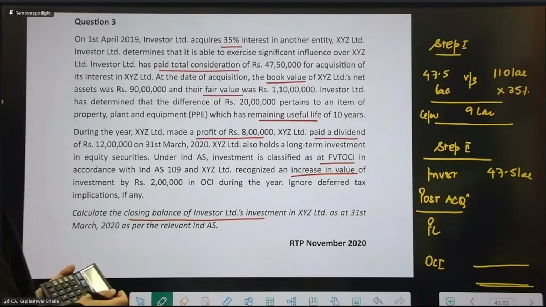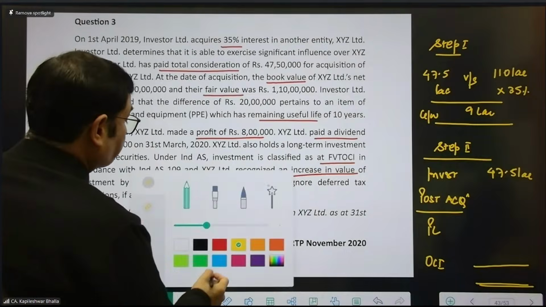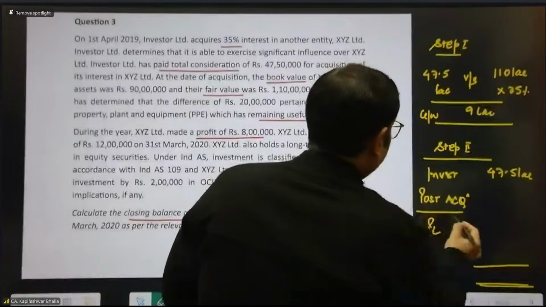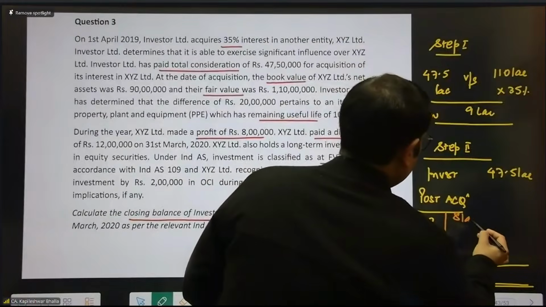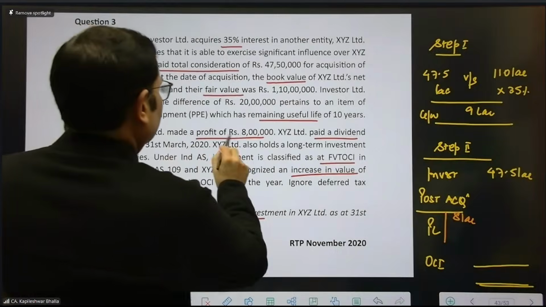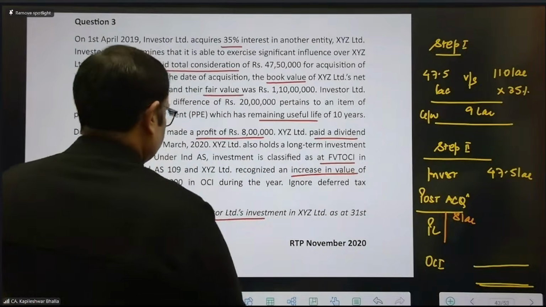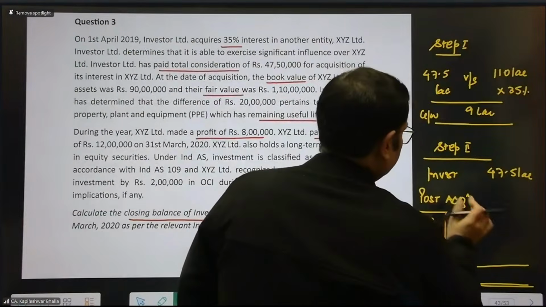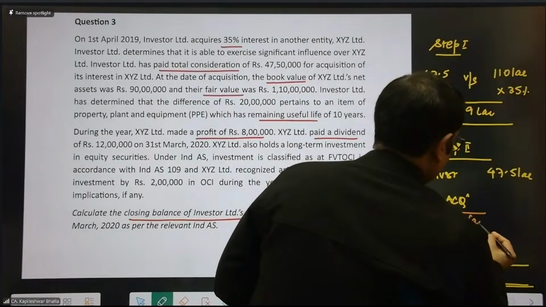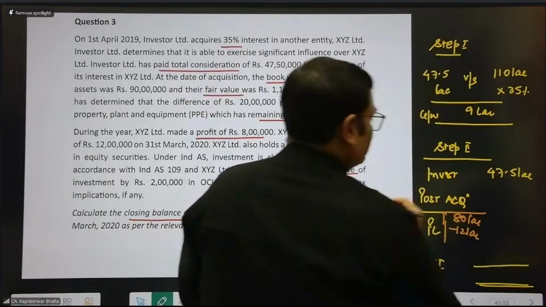So give me the figure, this plus this minus this, whatever. So what do we take as the share in the post-acquisition P&L? Can I say this is going to be 8 lakhs? That is the profits earned minus the dividends which is paid. This seems to be a little misprint. The profit should be 80 lakhs, not 8. So this is going to be 80 lakhs. So we'll take 80 lakhs minus the dividend paid, which is 12. Anything else to be reduced from the profits?